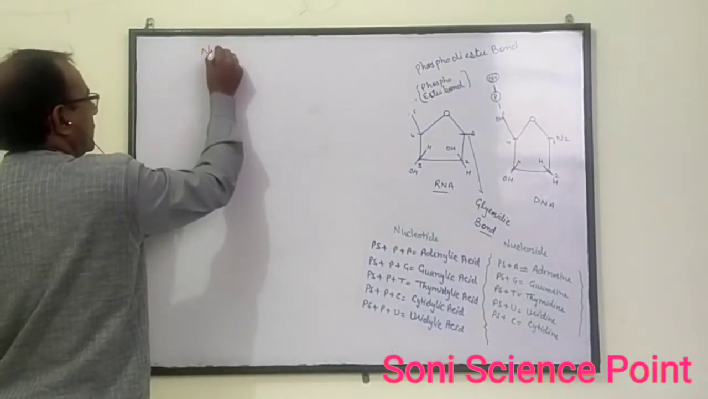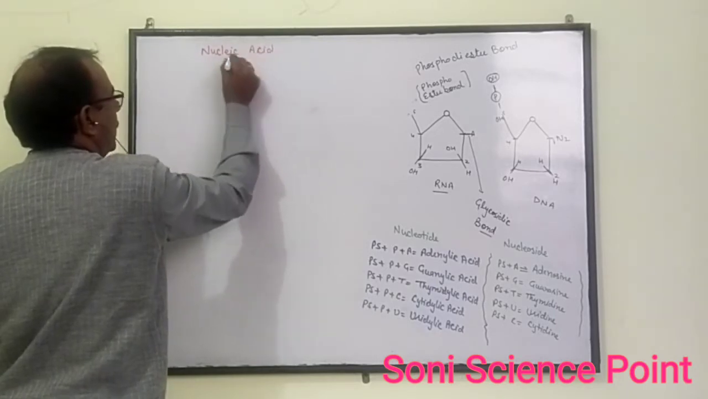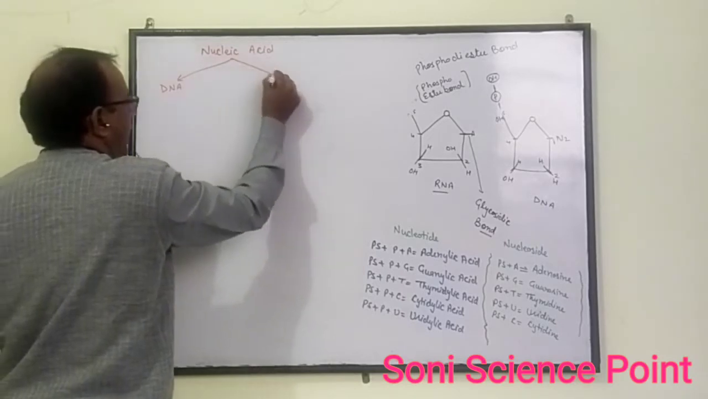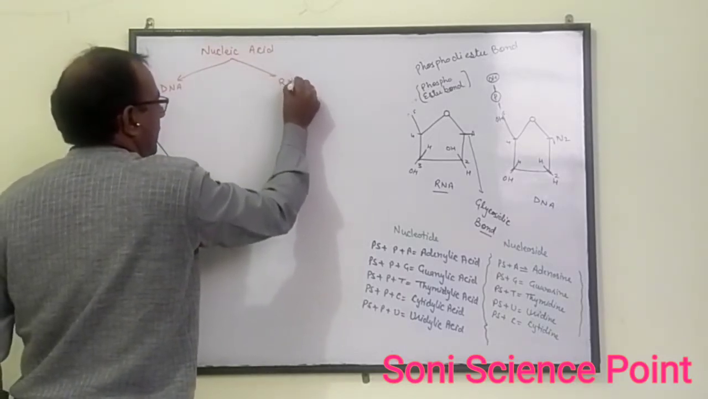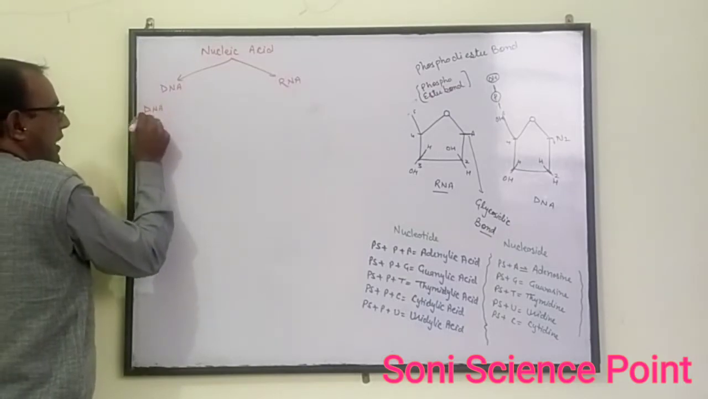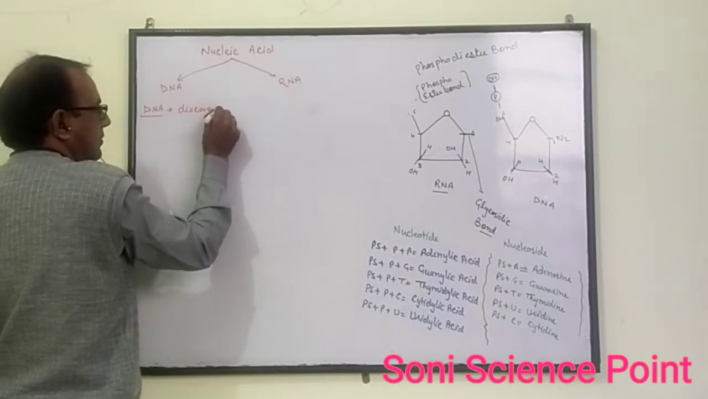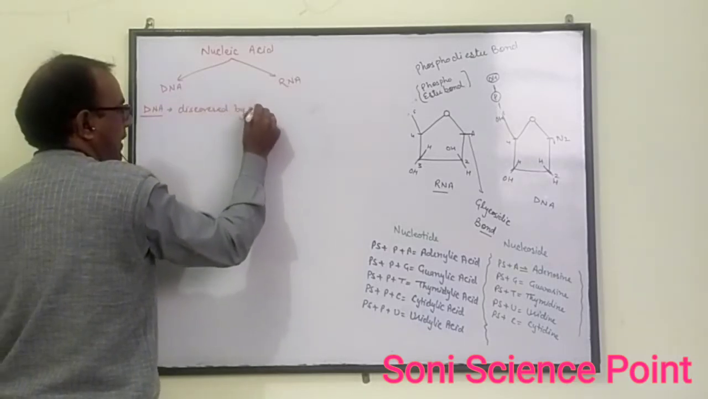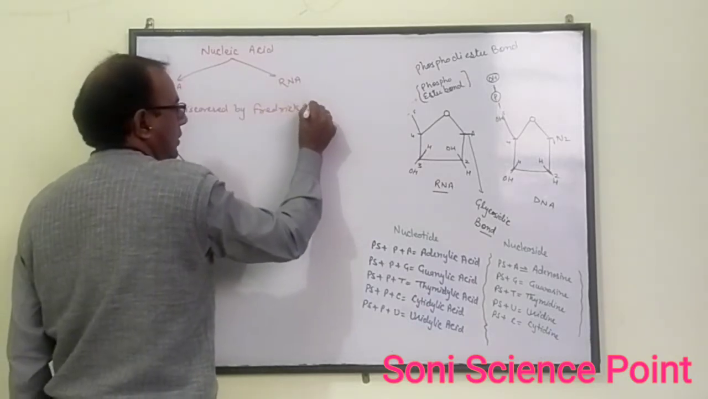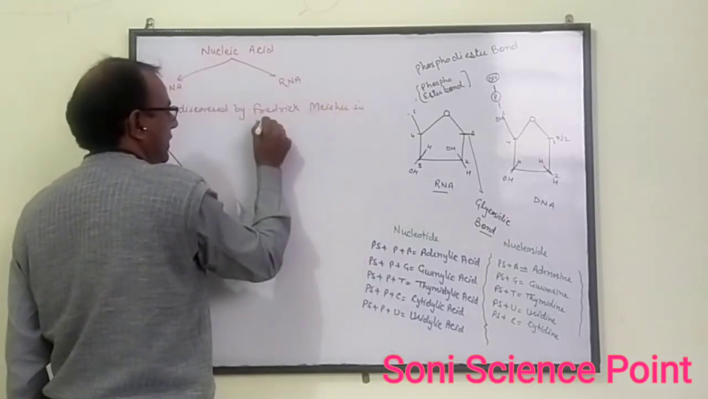Nucleic acid. There are two nucleic acids: one is DNA and the other one is RNA. First we discuss DNA. DNA was discovered by Frederick Miescher in 1869.